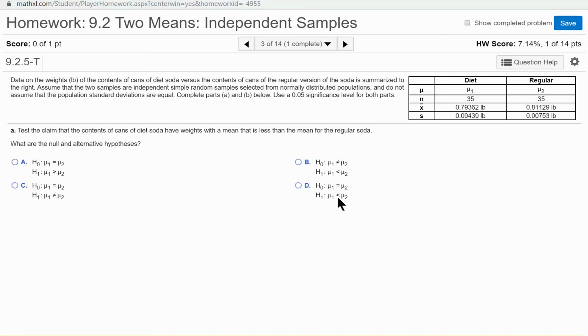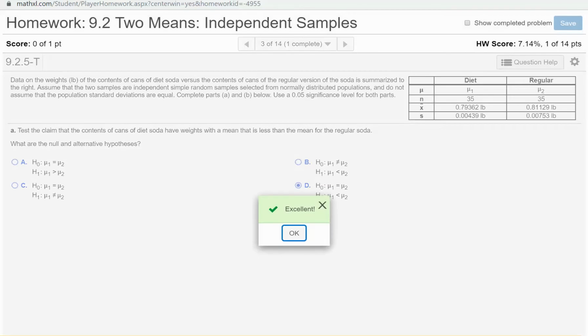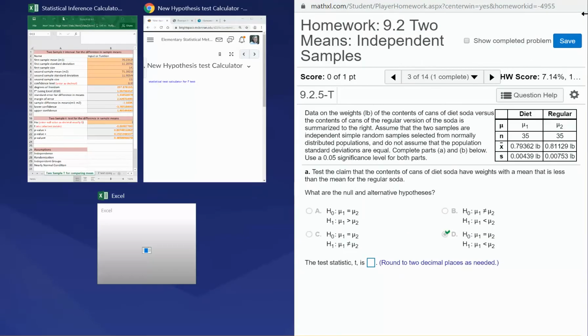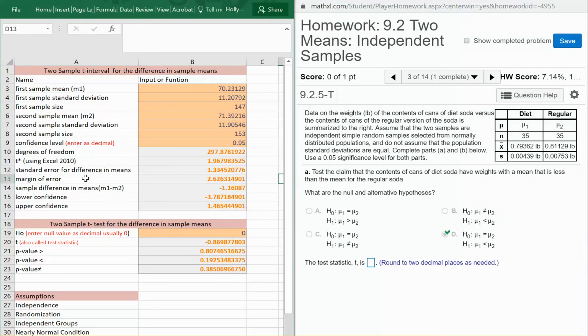So we're going to have that null and that alternative. Mean 1 is less than mean 2. All right, now we're going to use our hypothesis test calculator and plug these numbers in for our two samples. We're going to use the hypothesis test calculator, which is the two sample t for comparing means.